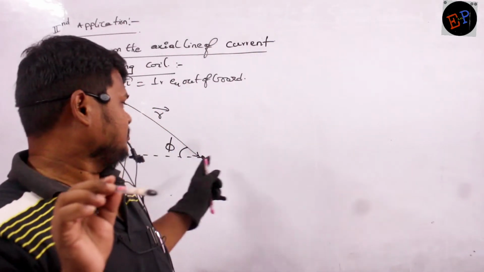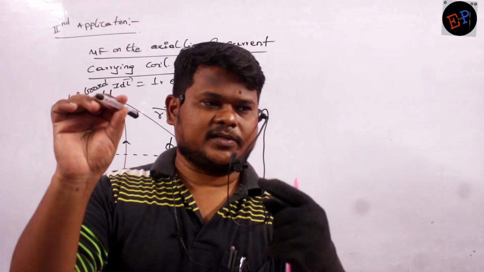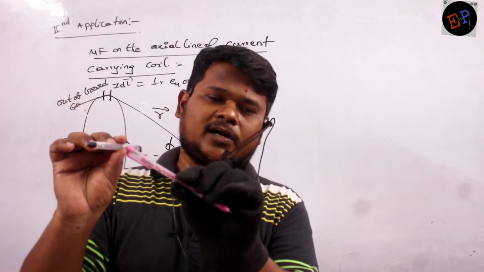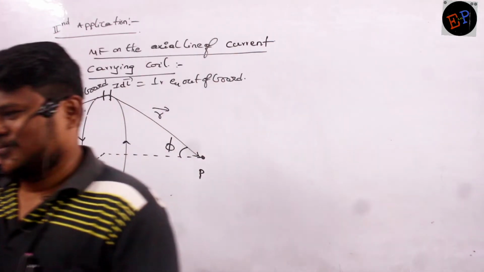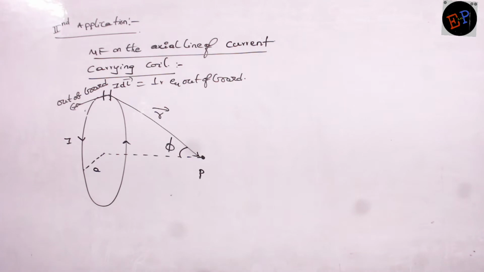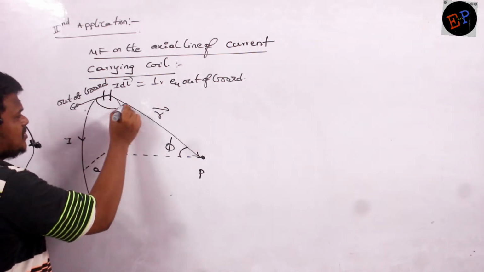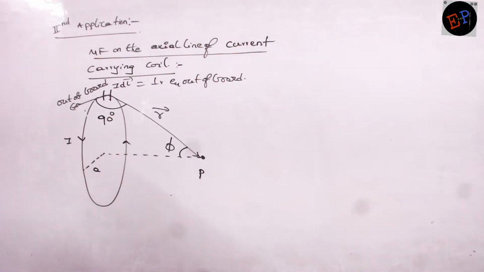Point P is somewhere here. Clear now? Point P is here. So connecting this I dl dash, this is my R dash. What is the angle? 90. Exactly 90. Are you able to understand? So therefore here the angle is exactly 90 degrees. Okay.